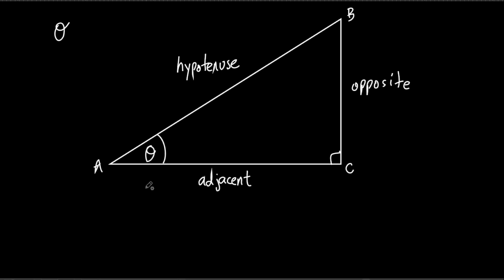Mathematicians came up with some ratios. What's a ratio? Basically, a ratio is something over something. Give me just a basic math word: a fraction. So a ratio is basically just a fraction, and it's a comparison. You're comparing one thing to another thing. So we're going to use these three sides right here and make some comparisons, some fractions.